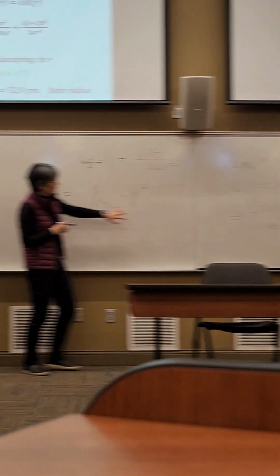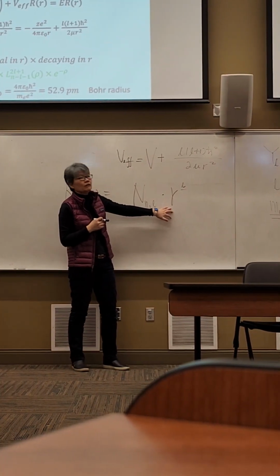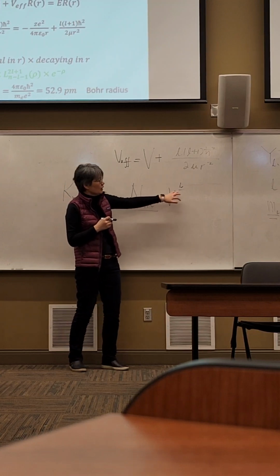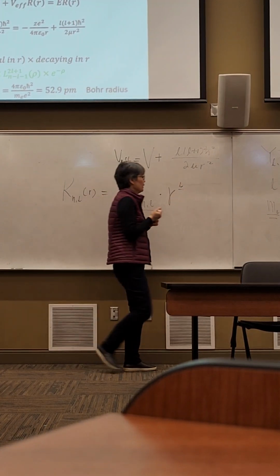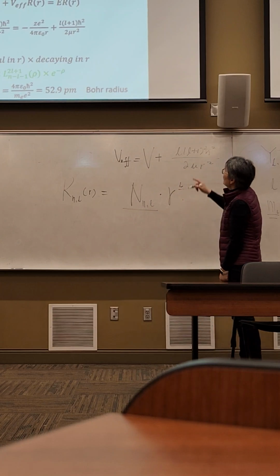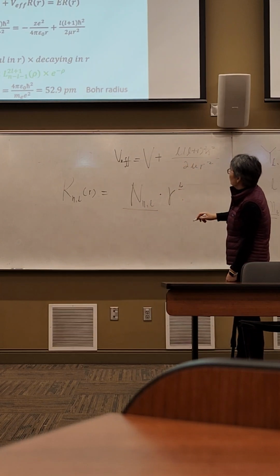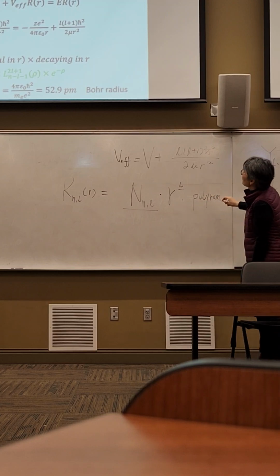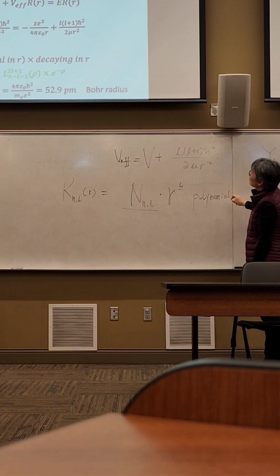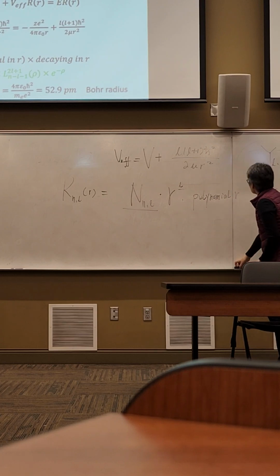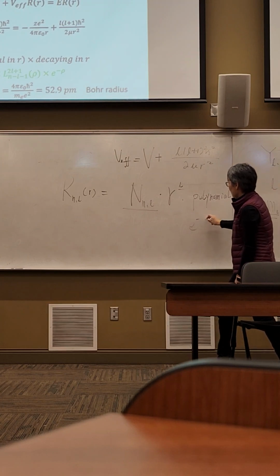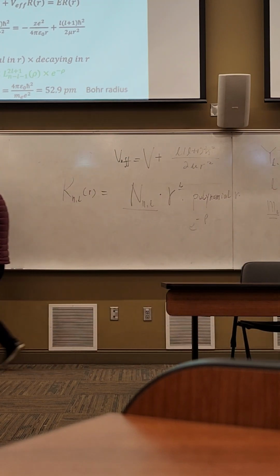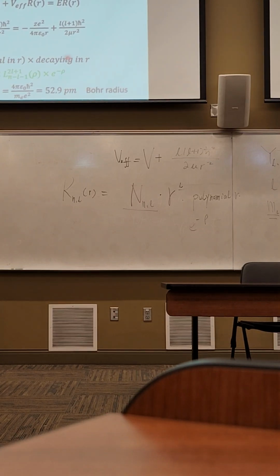Now here, go back to the radial function. You will have a term regarding the radius raised to the power of L. All right, now, what else do you have? You have a polynomial function. And then the last one is a decay: that's an exponential function with a negative power.